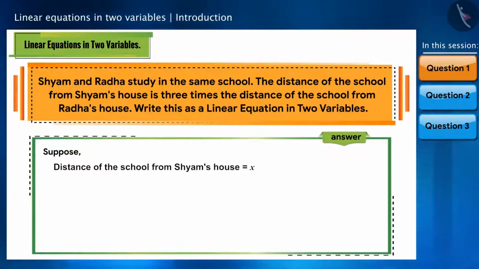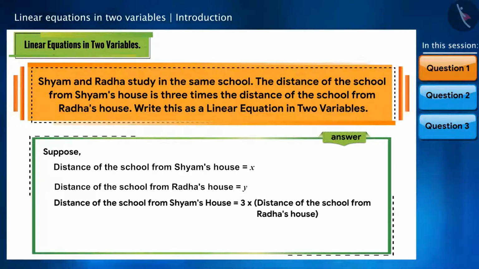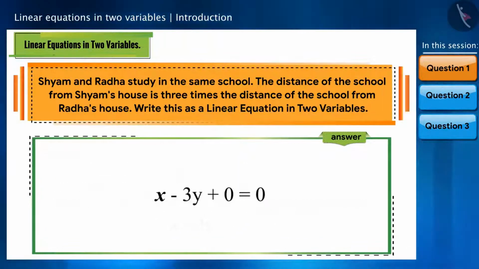Let's represent the distance of the school from Shyam's house as x and the distance of the school from Radha's house as y. We are given that the distance of the school from Shyam's house is 3 times the distance of the school from Radha's house. That is, x is equal to 3y. And we can write it in its general form as follows.